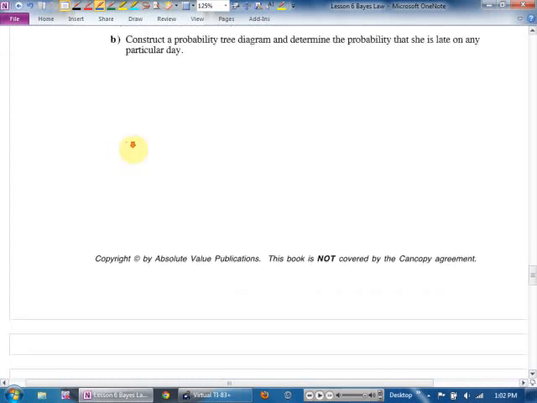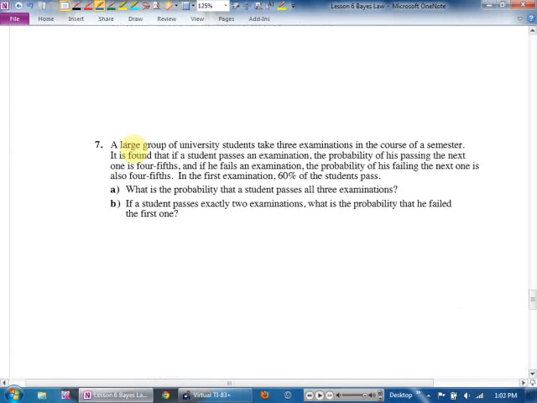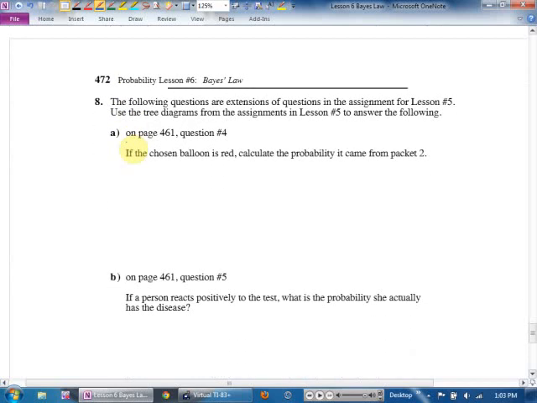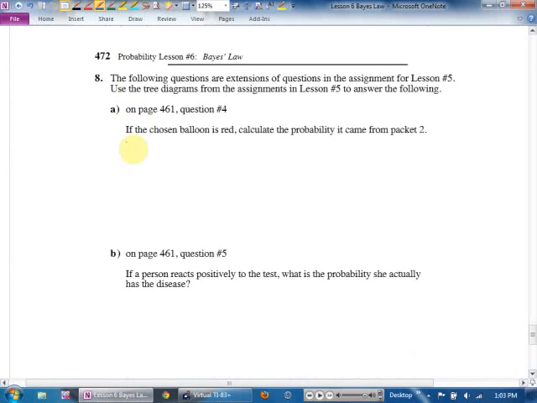Oh. That's nice, number seven, because it's university and passing exams, which some of you might be interested in, but it's a three-level tree. You know what I'm going to do instead? I'm not going to do the three-level tree. I am going to assign number eight. Now, number eight requires you to turn back to page 461. Okay?